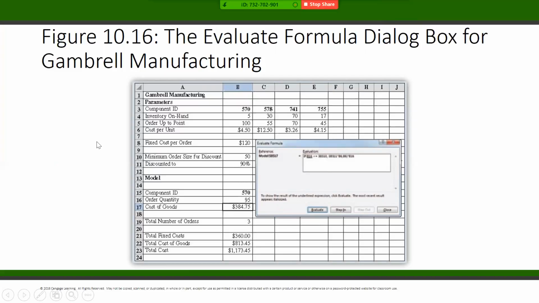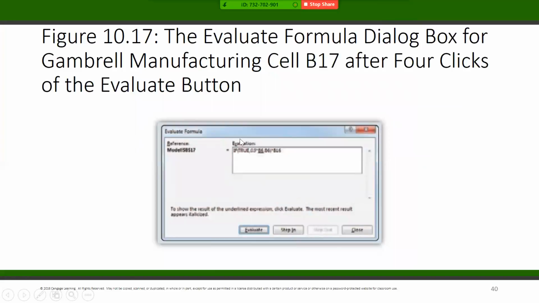All right. So this is our evaluate formula dialog box, and this one is after 4 clicks. Basically, it's going to show us a piece for error. Usually, it shows you what would be an error if there is one here. So, going through there, if you find an error, it's going to tell you that after you hit evaluate, it'll say boom, error, and it'll tell you why. Okay.